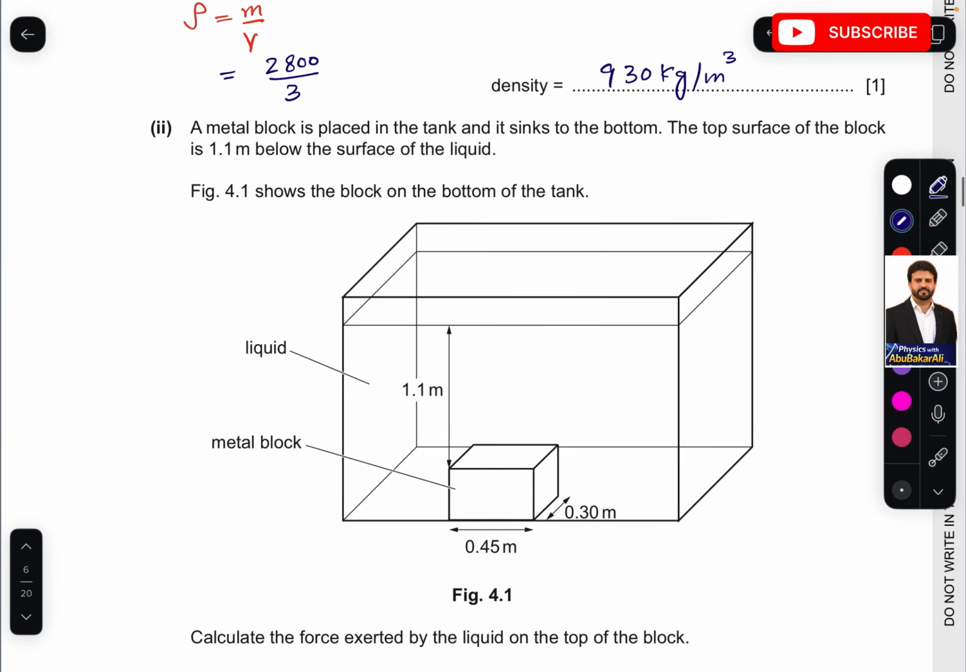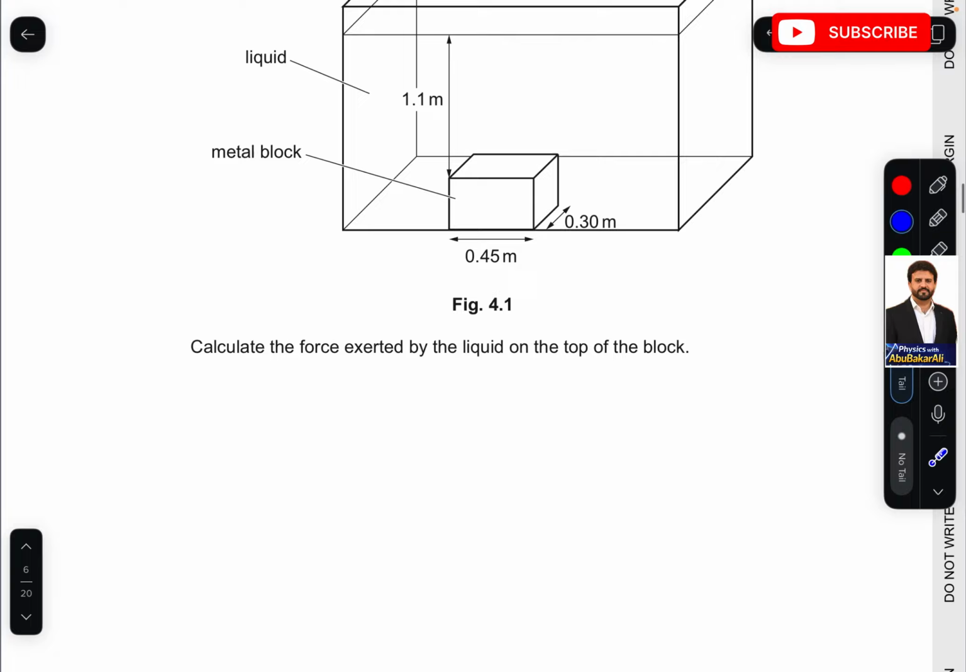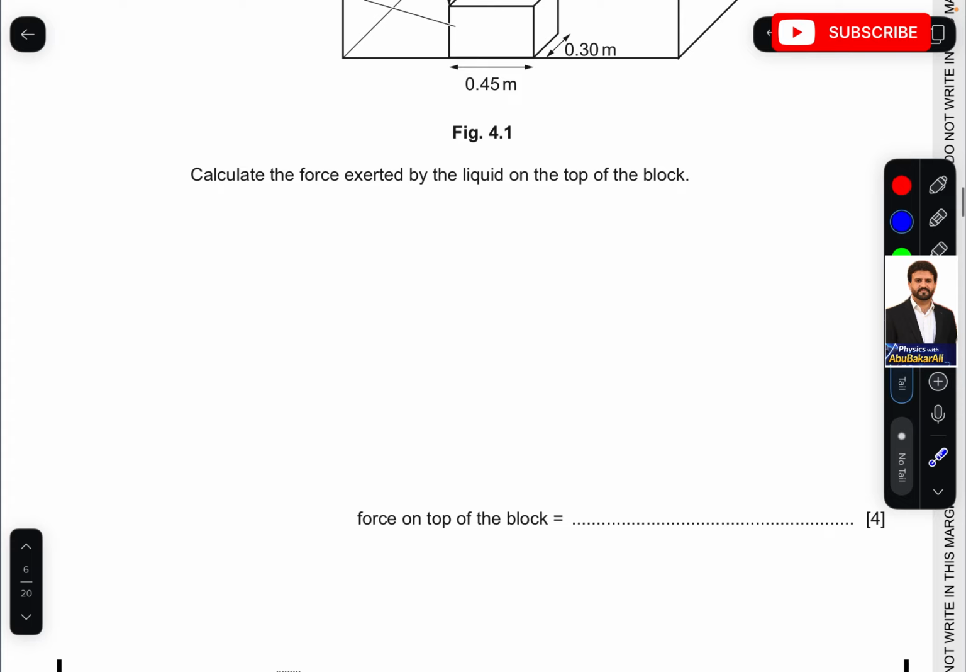In the next part, a metal block is placed in the tank and it sinks to the bottom. The top surface of the block is 1.1 meter below the surface of the liquid. They're talking about this block, okay? And its top surface, this surface is 1.1 meter from the surface. So the depth of this top surface is 1.1 meter. And they have given you the dimensions of the block. Calculate the force exerted by the liquid on the top of the block. You have to calculate the force, okay? And it is a 4-mark question.